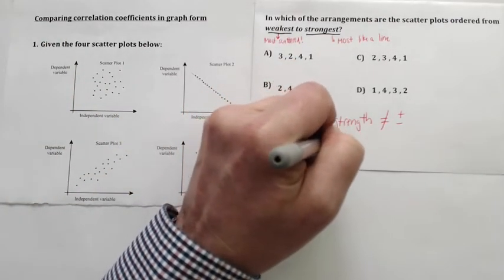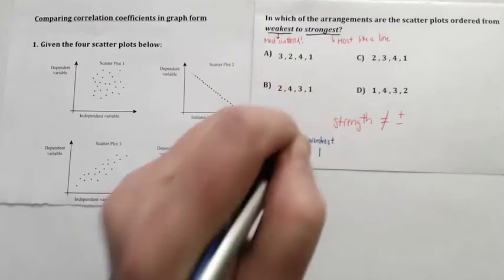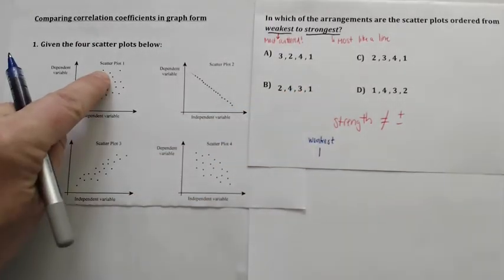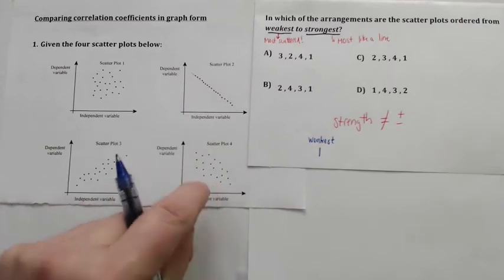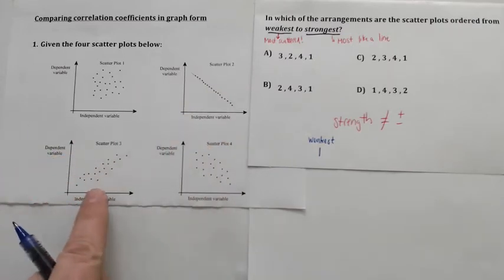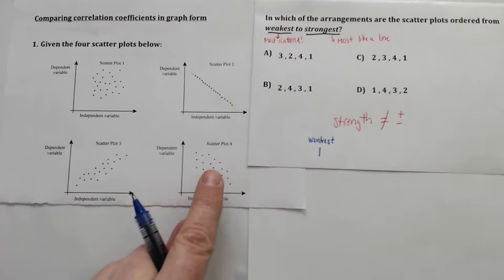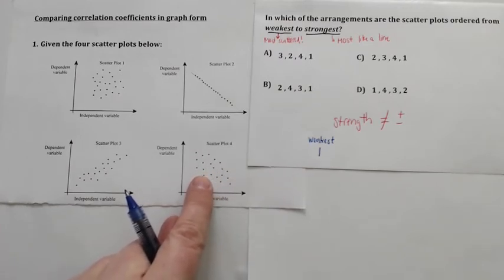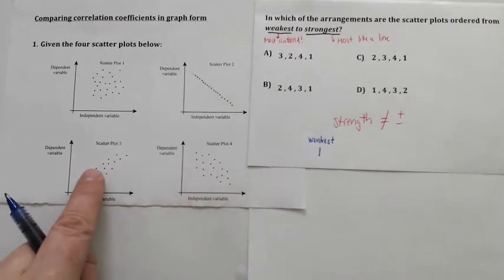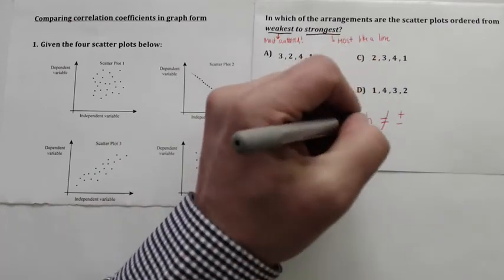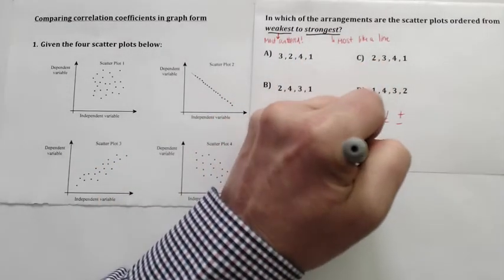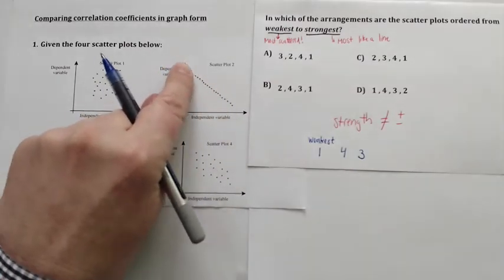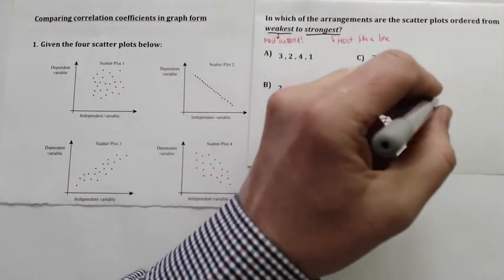Weakest is number 1. The next weakest isn't this one, obviously. It's going to be between these two. And you have to say, well, which one's wider? Which one's more scattered? And which one looks more like a straight line? This is the more scattered one. So this one is definitely weaker than this one. So number 4. Then comes number 3. And last, the strongest one is scatter plot number 2.